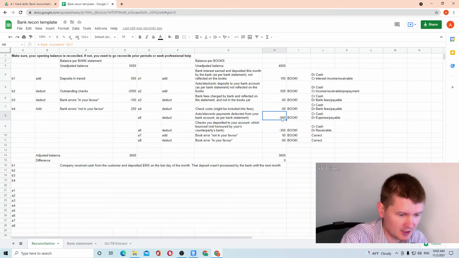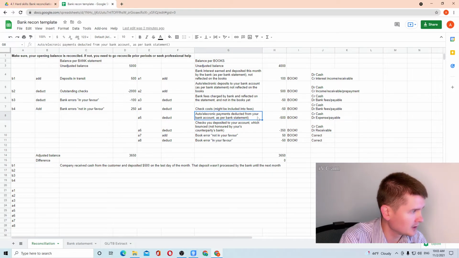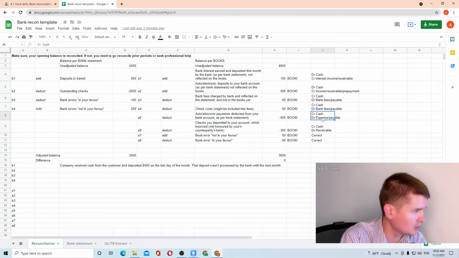So if you find out that something was deducted from your account and it is a legit deduction, not a bank error, you go ahead and adjust your books. You make an entry.